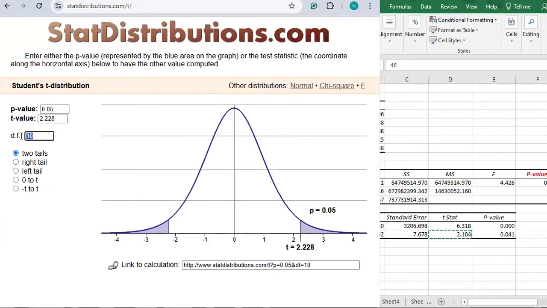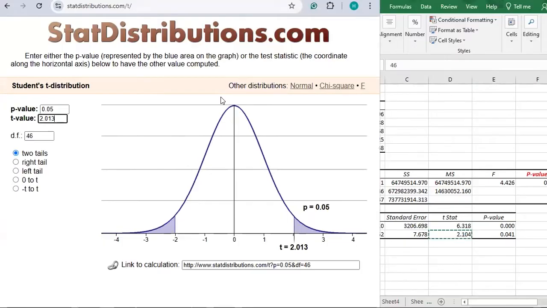I'm going to change this to 46. Now I'm going to enter the test statistic for the intercept, 6.318, and the p-value is 0. See that? 6.318 is way out here. So the p-value is 0.